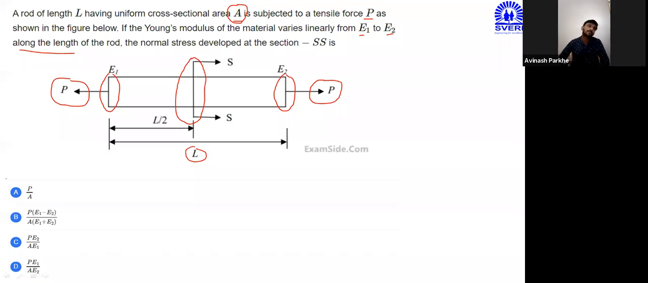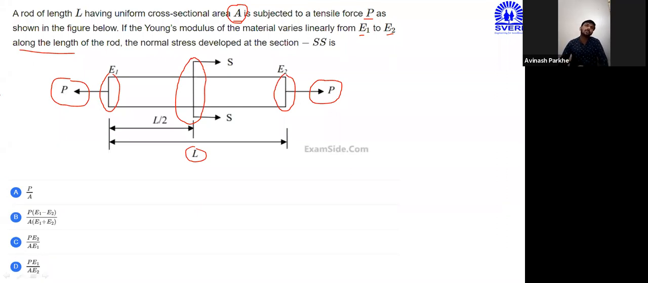So what is your final answer? That we have to check. So for that purpose here, we need to understand some of the basic things, some of the important assumptions. It is very important. And here we have to understand the basic definition of stress. If we remind the basic concept of the stress, immediately you can give the answer.